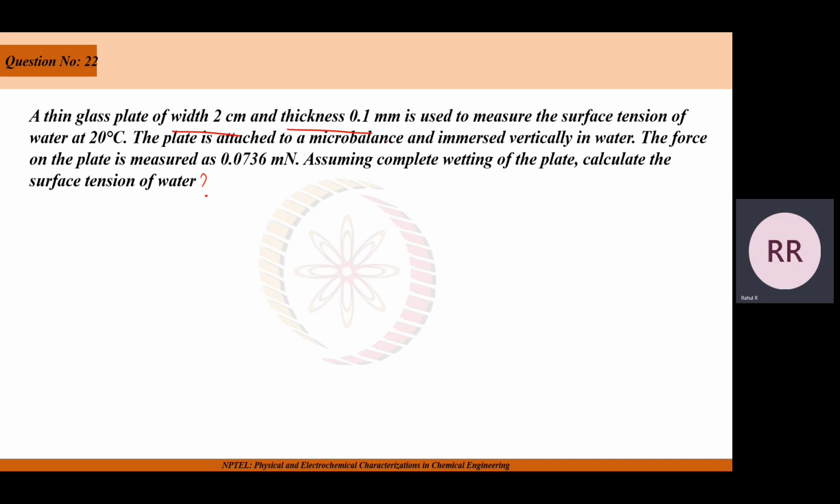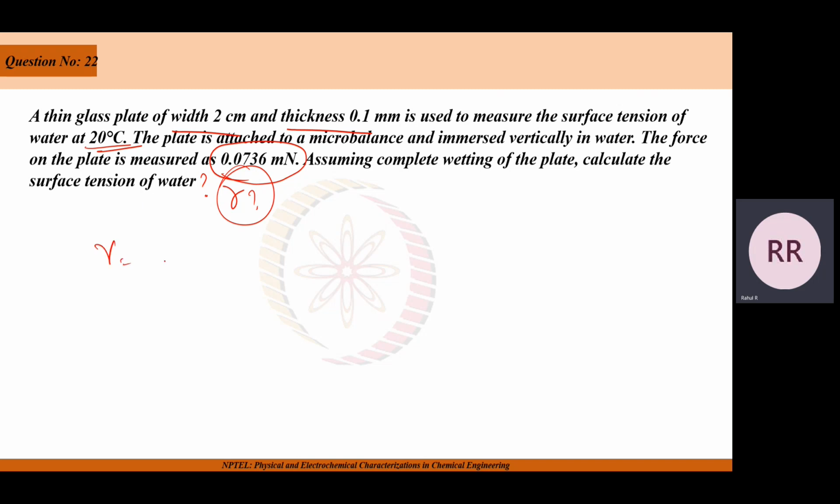The thickness of the plate is given, and the temperature at which the measurement should be made is given, and the force that is acting on the plate is also given, which is 0.0736 millinewton. Now try to solve this, and we need to get the surface tension gamma. So what is the surface tension of the liquid that is being used? So think about it for a while, then I will discuss the answer with you. So we are nearly ending the session, so let me discuss the answer with you.